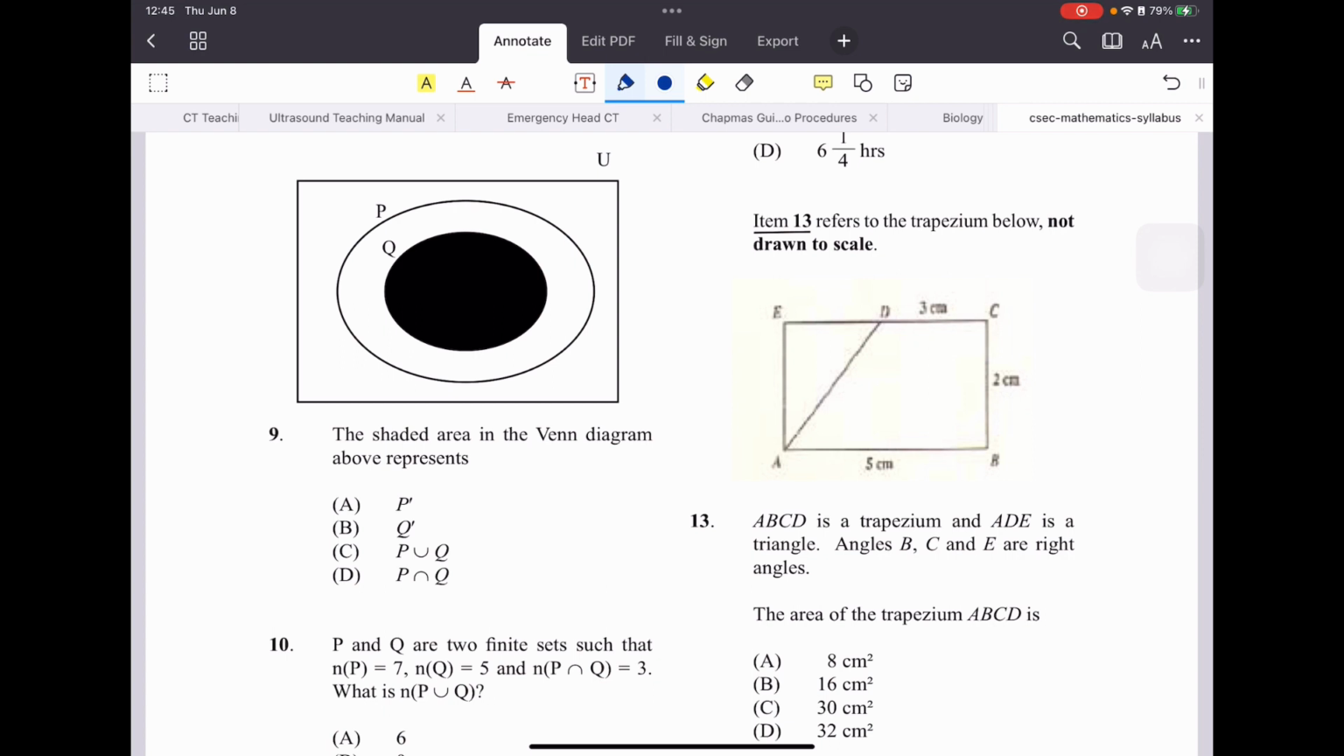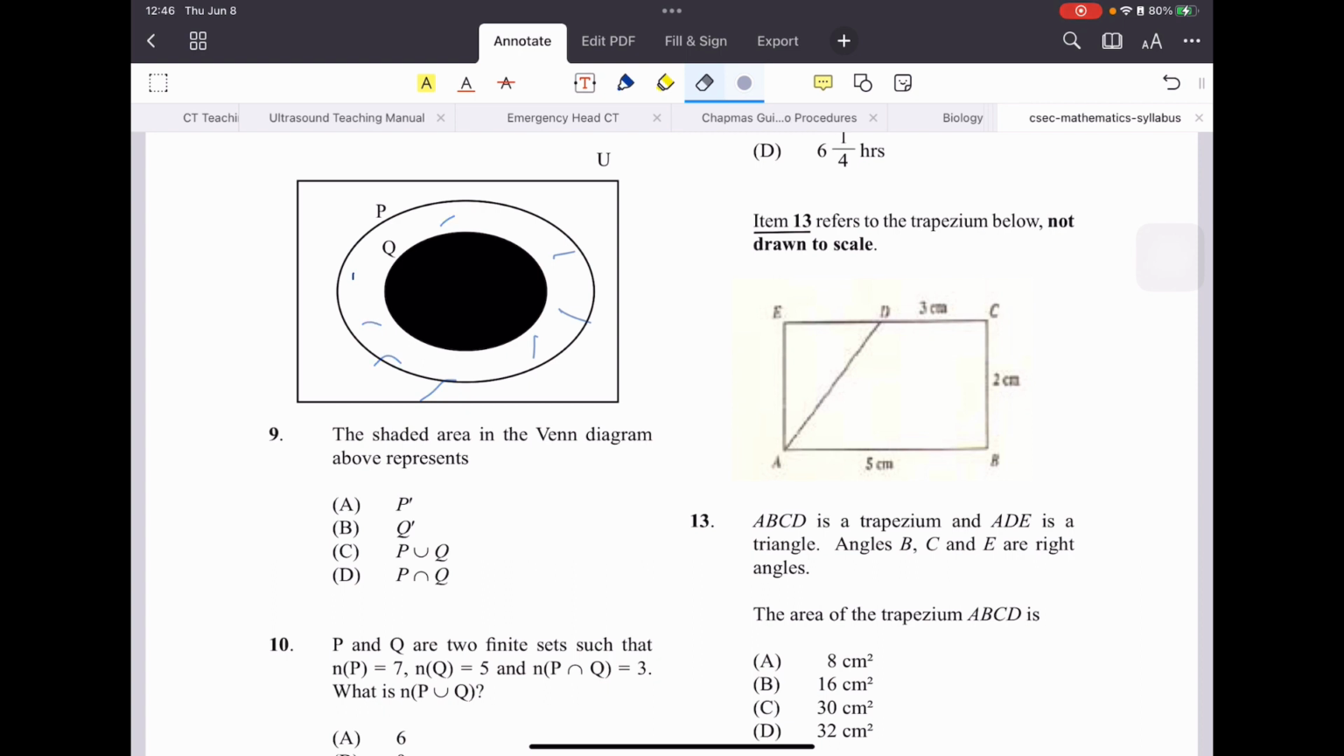P prime is everything that is not in P, but clearly Q is in P, so that's not the answer. Q prime is everything that is not in Q, but the shaded circle is Q, so that's not the answer as well. P union Q means that you are including everything in P and everything in Q, which is not the case, because here would have been shaded if that was the case.